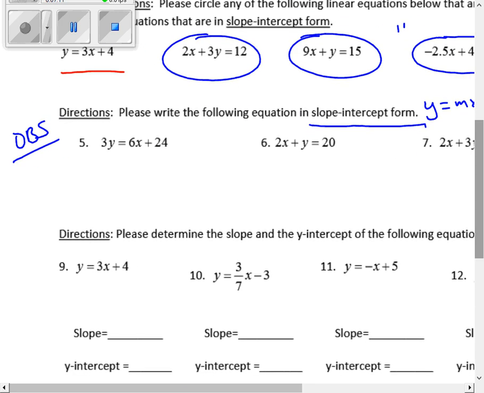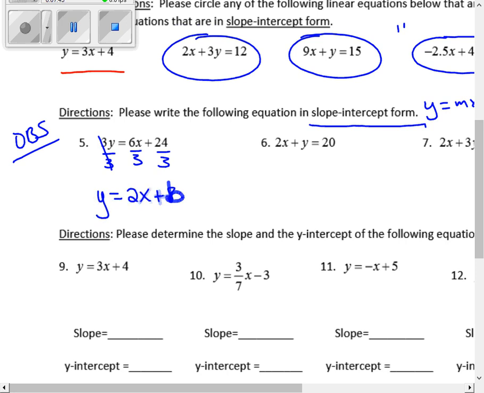So on number 5, you are going to divide both sides by 3 to undo the multiplication here. So cancel the 3's. y equals 6 over 3 is 2. Bring down the x. Plus 24 over 3 is 8. Now, if you notice, this is really nice for having y equals mx plus b form, where m is 2 and b is 8.